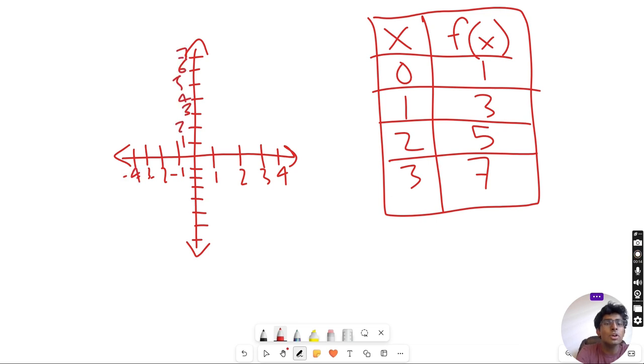And when we're talking about graphing functions, in this case we're given points, so let's just graph the points in the order that we have them. So 0, 1, that's going to be right here. 1, 3, that's going to be right here. 2, 5 is going to be right here. And then 3, 7 is going to be right here. And we can go ahead and connect these with a line to the best of my ability. That's not a great line, actually.